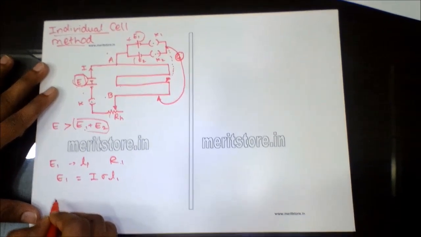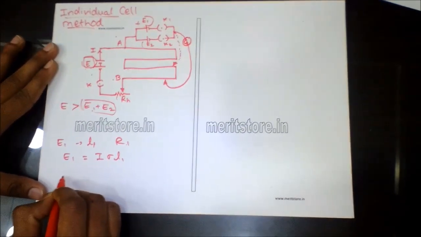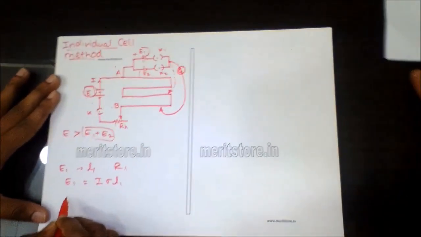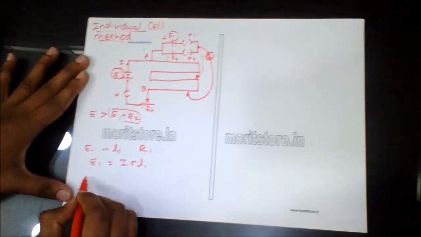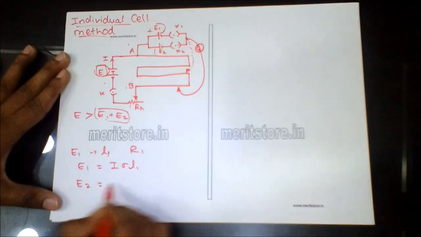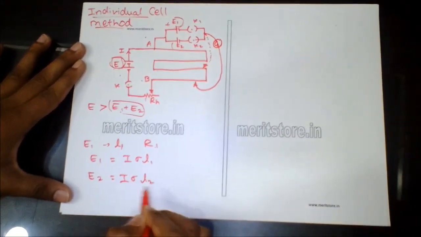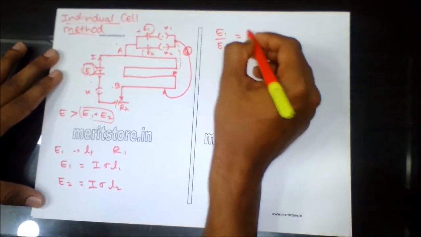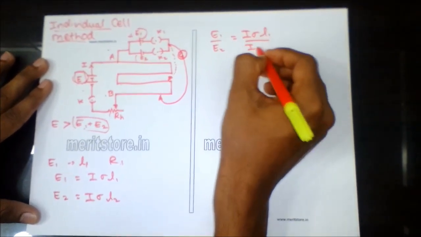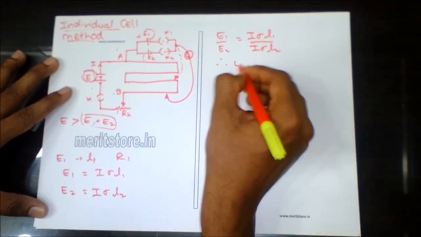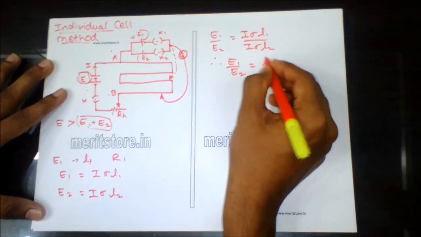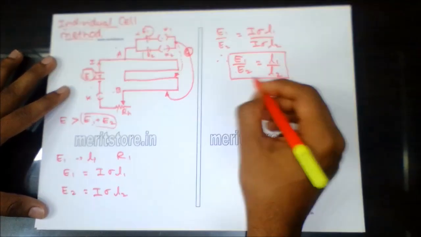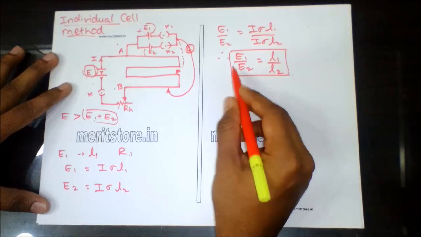Next, the key K1 is opened and K2 is closed. Again, using the jockey to find the zero null point, E2 is found as I times sigma L2. The ratio of E1 and E2 is I sigma L1 over I sigma L2. Therefore, E1 by E2 is nothing but L1 by L2. This method is known as the individual cell method for comparison of two EMFs.